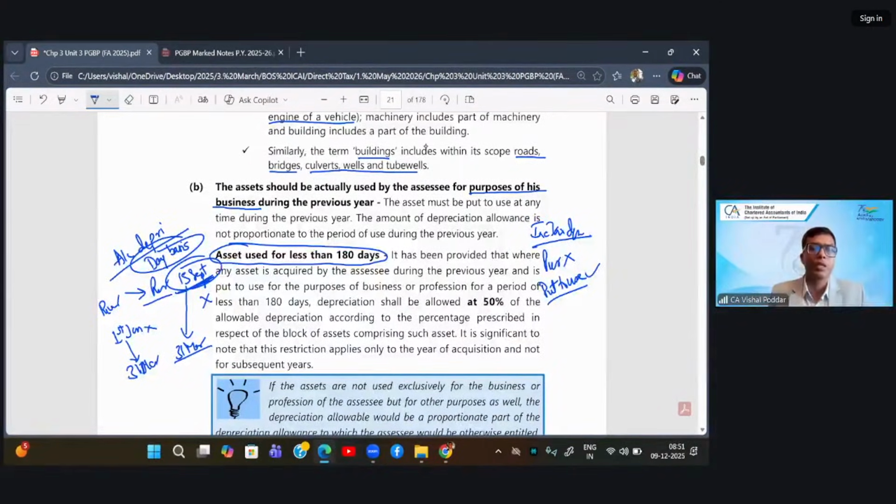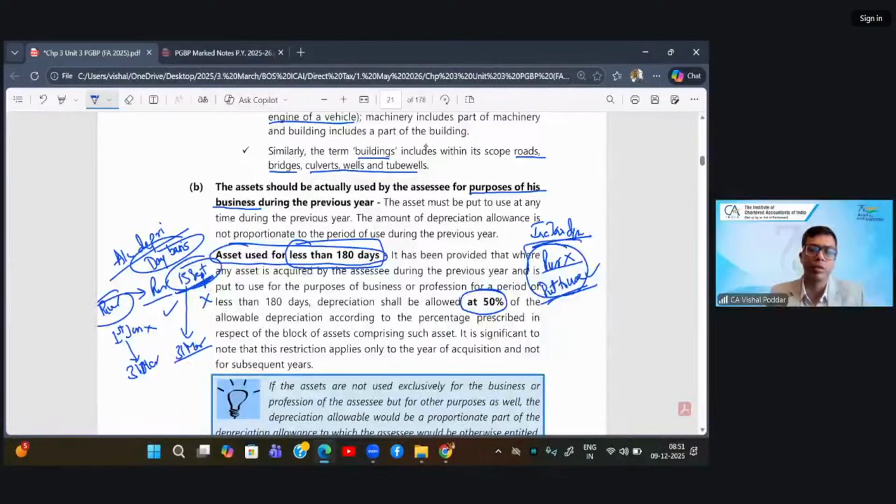Instead, the year in which the asset is purchased and put to use. So in the year of purchase, if the asset is put to use for less than 180 days, then we will give you half depreciation in that year. So this is interesting. In accounts, you go day wise from the date of purchase. In income tax, we don't see the date of purchase. We say there is a date of put to use. Put to use means where the asset is installed, fitted, and ready for production. That is the date of put to use.